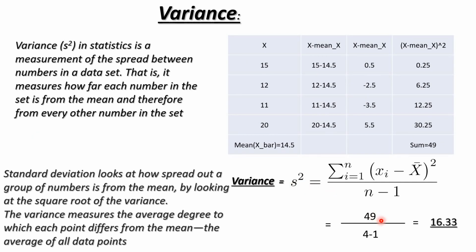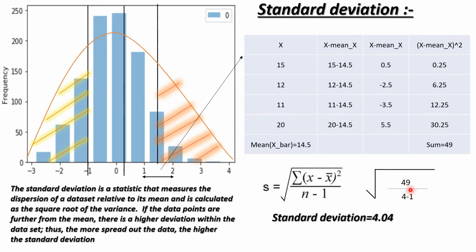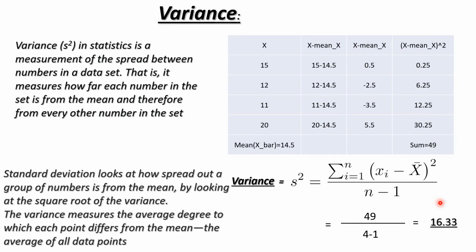Okay, you can see the 49.4 minus 1 here as well, 49 divided by 4 minus 1. Okay, this is a simple formula. What is the difference between this standard deviation and variance?